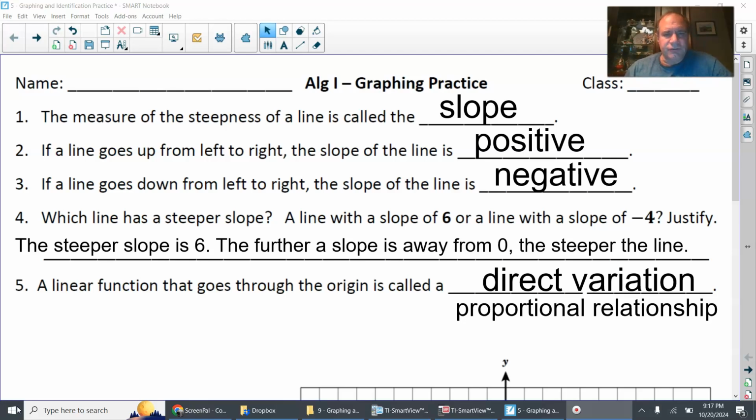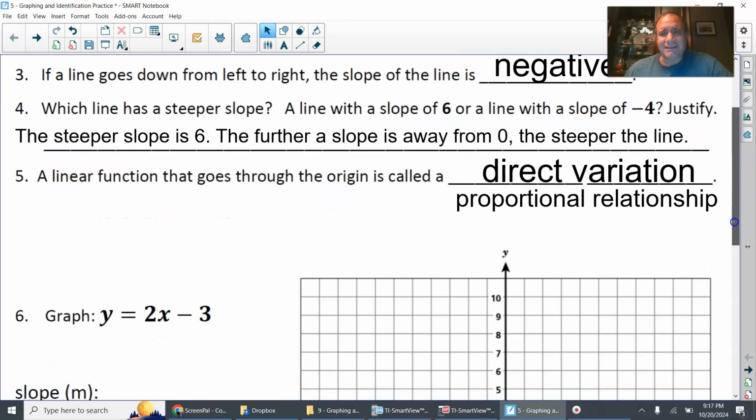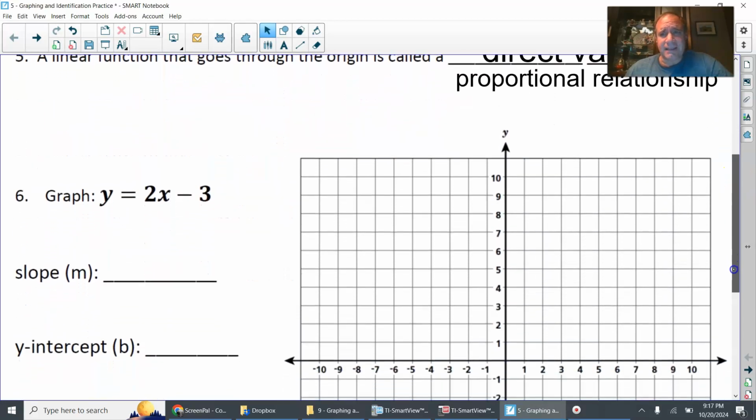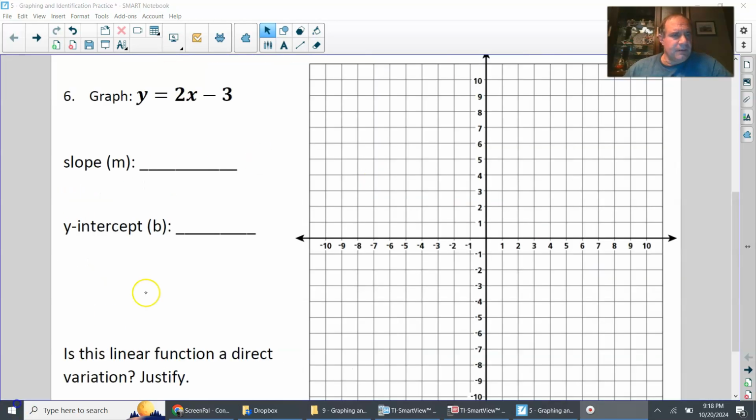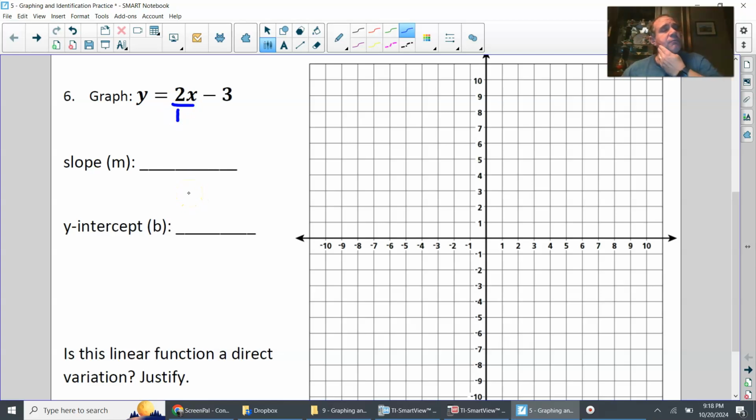A linear function that goes through the origin is called a direct variation, and it is also known as a proportional relationship. When you are graphing a line, remember, always identify the slope in rise over run format. If it's a whole number, you could just put a 1 underneath the coefficient right before the x. That is the rise over run. The other number with the sign in front of it is the y-intercept. It's where it crosses the y-axis.